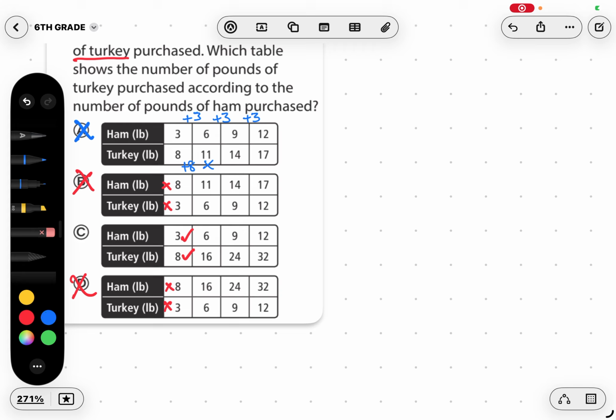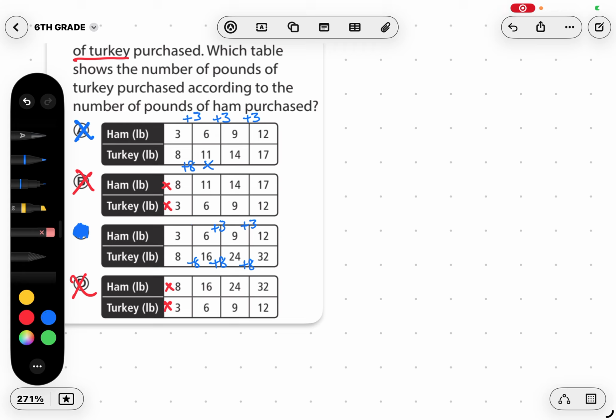So if we take a look at the correct answer choice, which is C, you'll notice that when they add, like this is plus 3, this would be plus 8. 8 plus 8 is 16. 16 plus 8 is 24. 24 plus 8 is 32. And we already know the stuff on the top adds up because it's similar to A, okay? So each time, you're not doubling the numbers, but you're adding. If ham is 3 pounds, you're adding 3 each time. If turkey is 8 pounds, you're adding 8 each time.